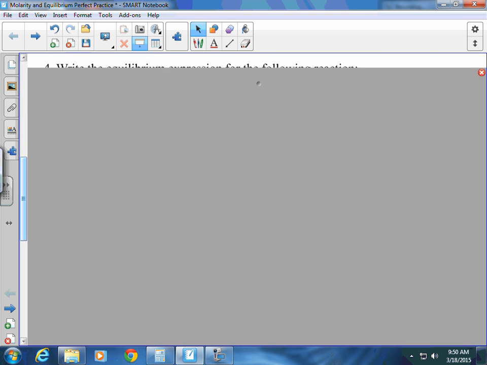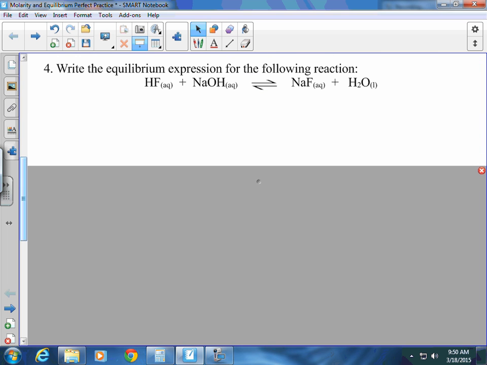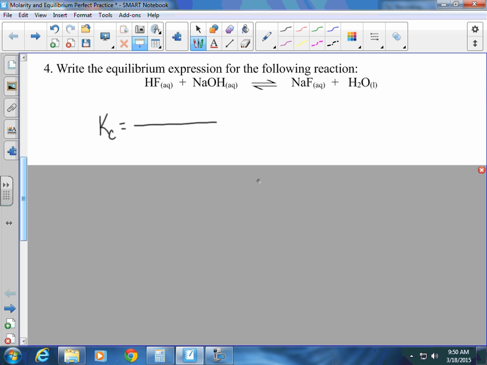All right, question number 4 says write the equilibrium expression for the following reaction. Kc is our equilibrium constant based off of concentration. And the way we write this is we have our products on top, and then our reactants are going to go onto the bottom.